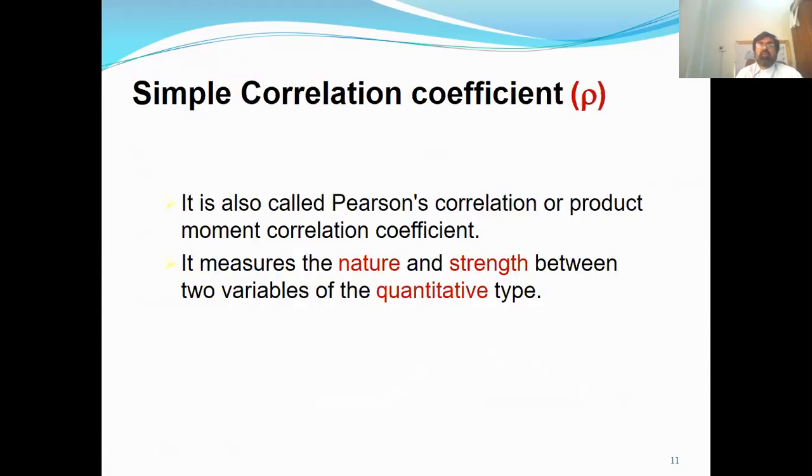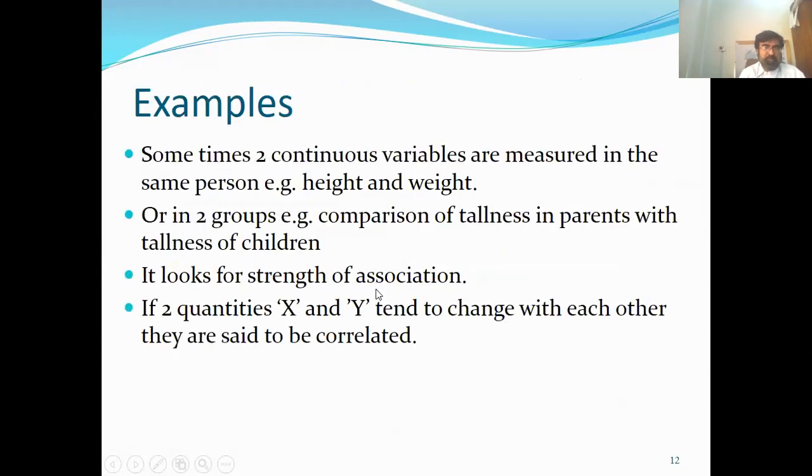Simple correlation coefficient, and this symbol is called rho. It is not P, it is rho. And this is for the population. Between the two variables, a relationship in the population, all the possible pairs in the population, we can denote it with rho. And if you take a sample, we can denote it with r. It is also called Pearson correlation or product moment correlation coefficient. It measures the nature and strength of the relationship between two variables of the quantitative type.